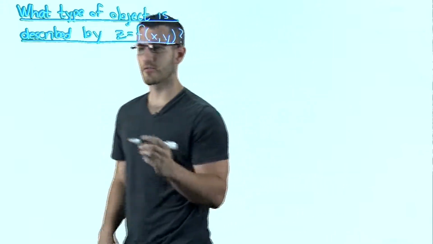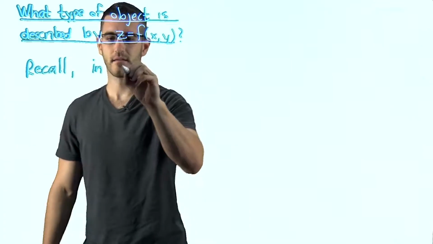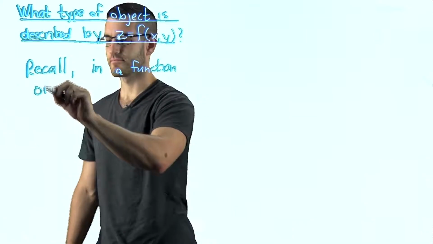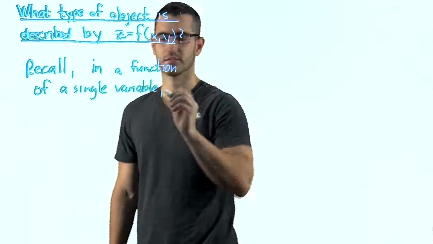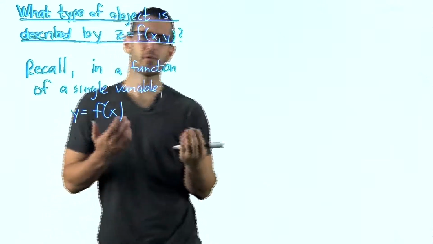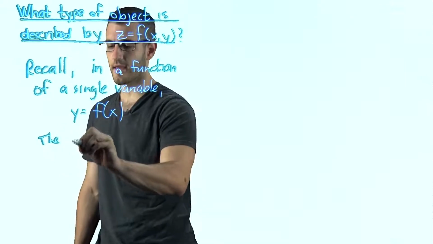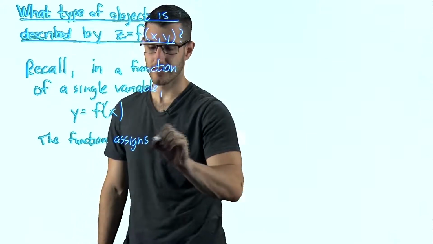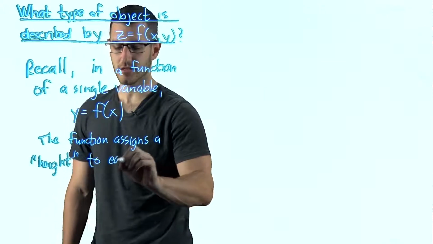So one thing that I want you to recall, in a function of a single variable, so what would we write there? Something like y equals f of x. The way that we would interpret this is if you give me an x, the function y assigns a height to each input x.